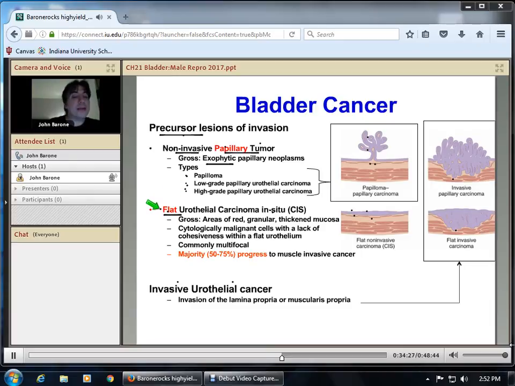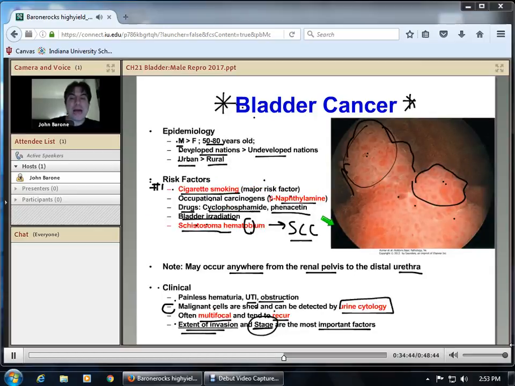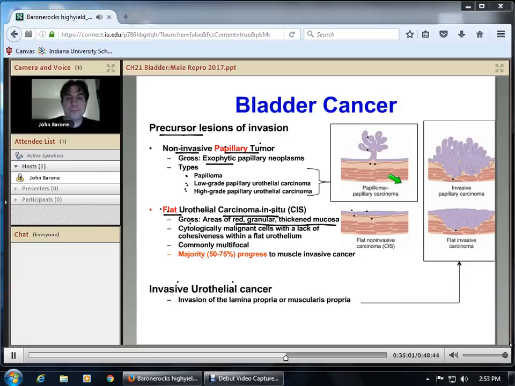Now, another way it can occur is as flat lesions, like plaques. So papillary things are easy to say. Flat plaques are a little harder to say. This is called carcinoma in situ, just thick plaques. So on gross, we'll see red, granular, thickened mucosa. So when I go back to this picture here, these are the tumor nodule, tumor papillae. But do you see these red areas here? These are probably high-grade carcinoma in situ. That's probably where it came from. That's red granular plaques.